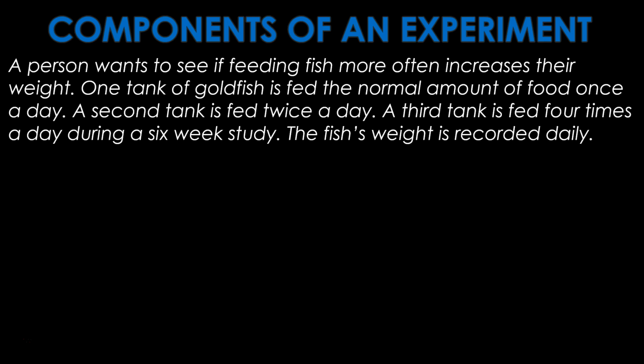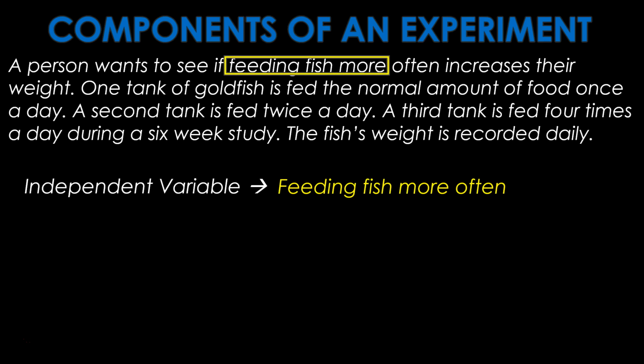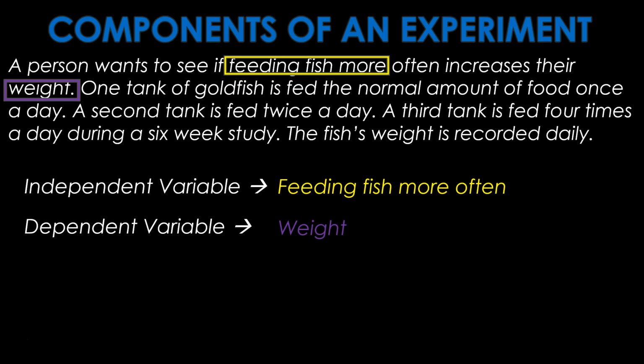A person wants to see if feeding fish more often increases their weight. One tank of goldfish is fed the normal amount of food once a day. A second tank is fed twice a day. A third tank is fed 4 times a day during a 6-week study. The fish's weight is recorded daily. Now this one actually has several groups in there. Let's look at the independent variable. What is this person experimenting with? Feeding the fish more often. What is this person trying to measure as the outcome? That's the dependent variable. They're trying to measure the weight of the fish. Okay?